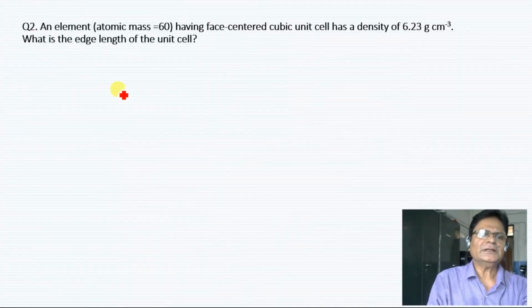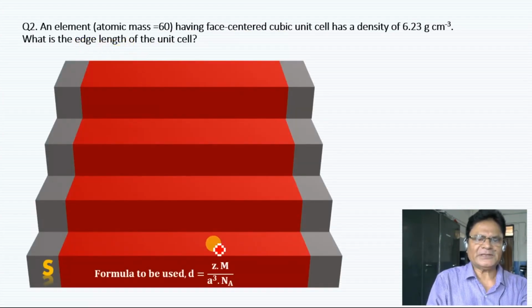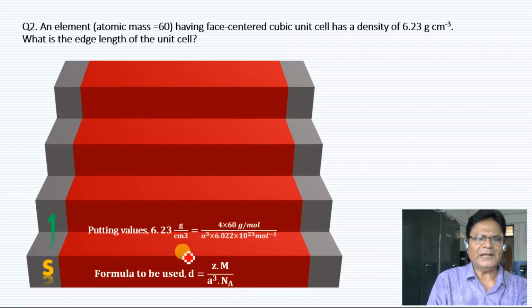In this question, atomic mass is given, FCC rank is given, density is given, and we have to calculate the edge length of the unit cell, a. So the first step is identification of formula. D is equal to Z M by a cube Na. Then putting the values, density is given 6.23 gram per centimeter cube. Rank is 4, atomic mass 60, edge length a is to be calculated, Avogadro's number is known.